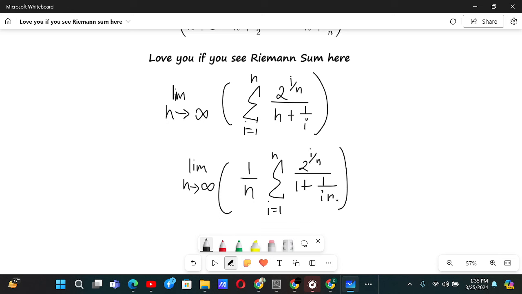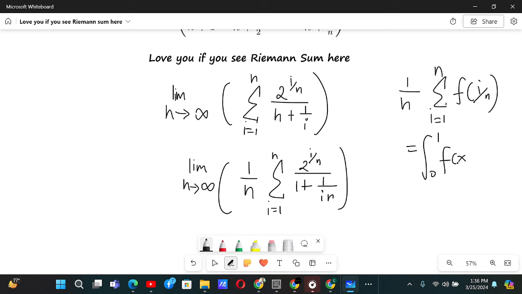Okay, wait. For a Riemann sum, most of the time we would search for this expression: 1 by n, sum from i equals 1 to n of f of i by n, isn't it? And then if there's this expression, we will say this is the integral from 0 to 1 of f of x dx, isn't it? But here, we don't really find that, do we? No, there's not. This is not a function f of i by n. So what do we do?